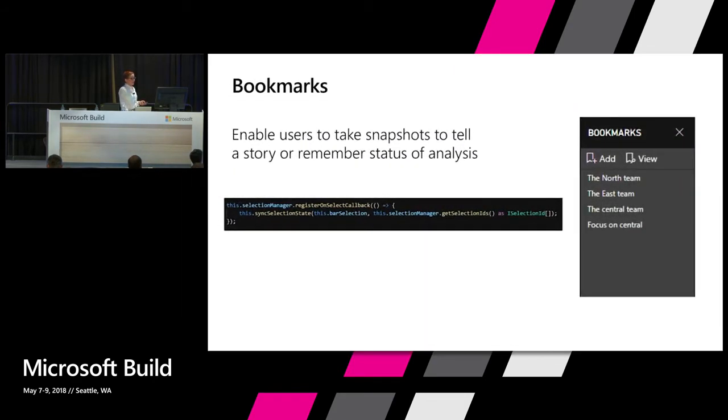The second feature is bookmarks, which enable users to save snapshots and states of their report, which they can easily go back and find, for example, here in the new bookmarks pane. And this is the code snippet that you can add into your custom visuals to support bookmarks. This is good, for example, for purposes like storytelling or just going back to your last analysis.